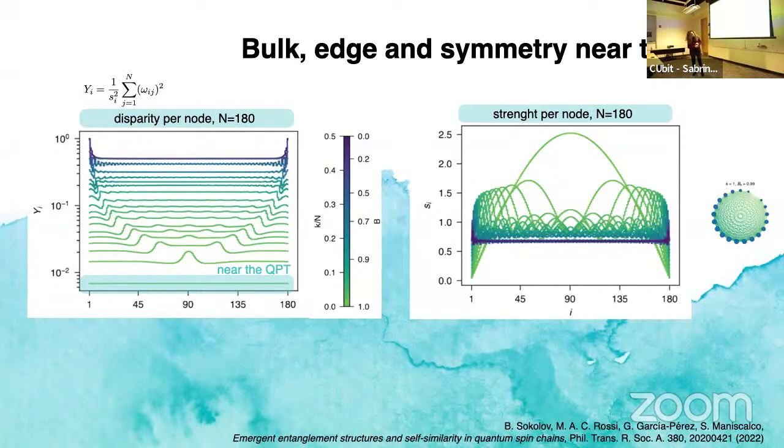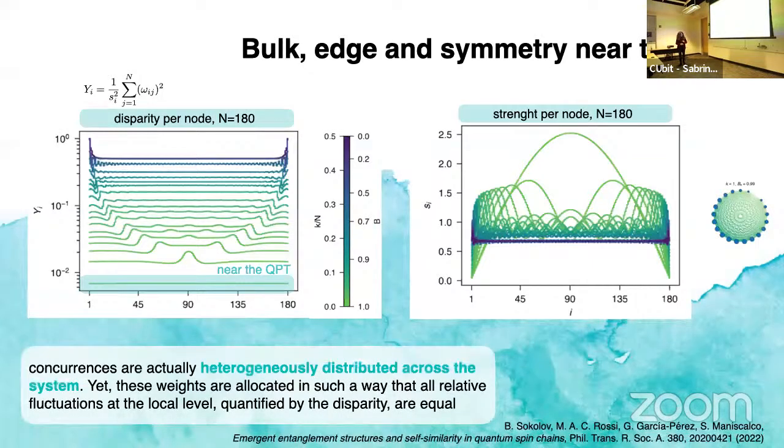So this means if you look here in the bulk, what is known as the bulk, the weights are much higher than in the boundary. Okay, so this is something that you extract from the strength, not from the disparity. And somehow it tells that it's very non-trivial the way in which the entanglement is distributed for this specific type of chain. In particular, while it seems homogeneous from this plot, it seems actually that there are more symmetries here. In fact, they are heterogeneously distributed across the system, but the weights are allocated in a way that all the relative fluctuations at local level are equal.